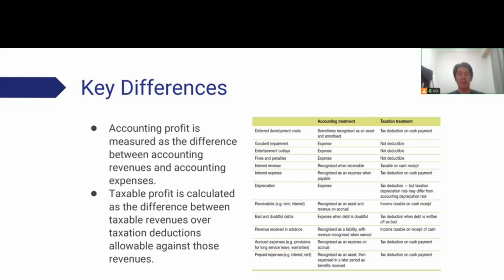Thirdly, bad and doubtful debts are considered an expense when the debt is doubtful, but they are written off as bad in taxation treatments. Besides, there are other differences in other subjects. For example, accounting profit recognizes losses, while taxable profits may defer recognition of losses to future tax periods.